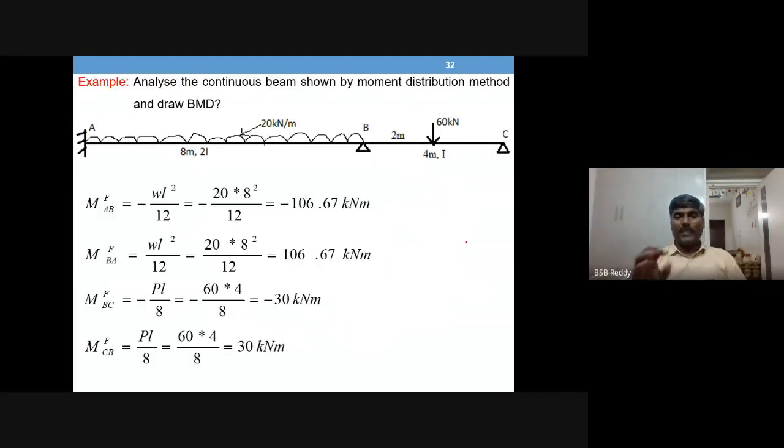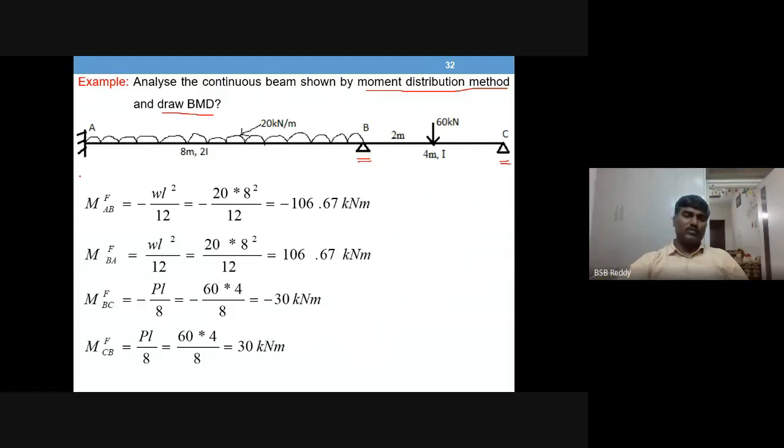Let us see one example, a simple example. Analyze the continuous beam shown by moment distribution method and draw BMD. I have taken a two span continuous beam, AB and BC. A is fixed, whereas C is a hinge. And B is a continuous support. Though there is a hinge, we do not call this a hinge support. Specifically, hinge means it should be at the end. So here B is a continuous support.